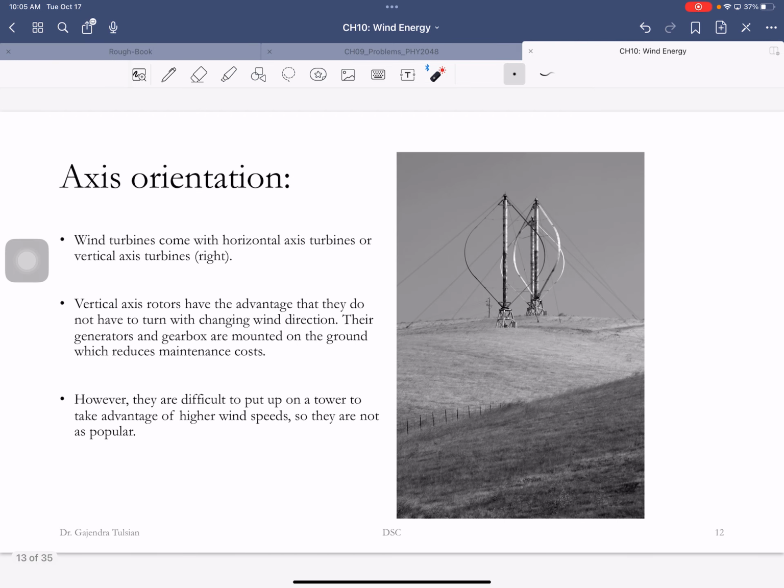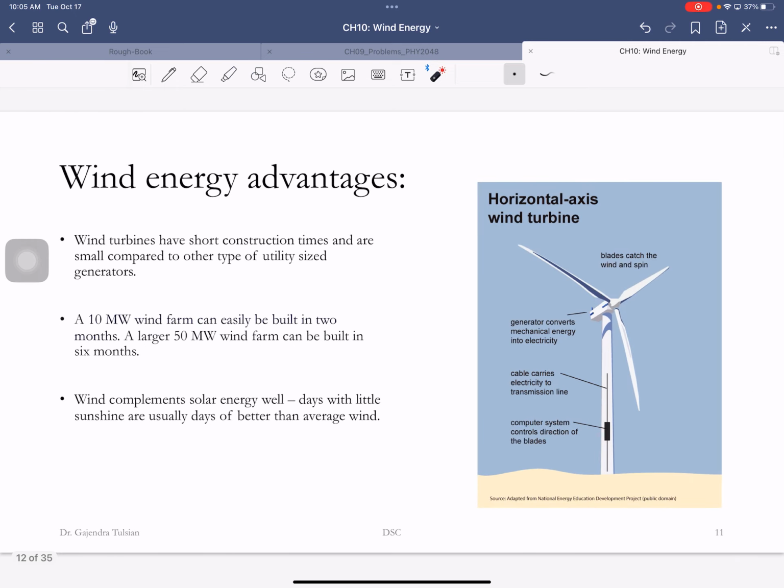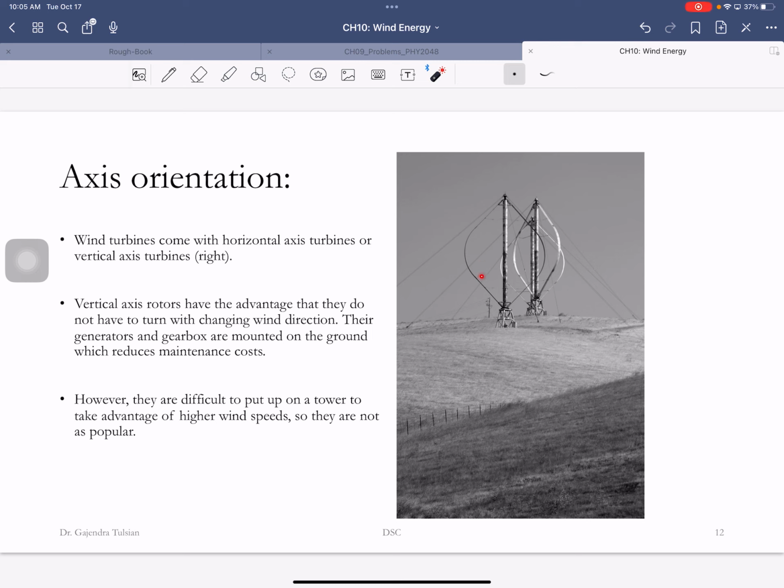So wind turbines come with horizontal axis and vertical axis designs. This is a horizontal axis, here's a vertical axis. Vertical axis turbines have the advantage that they do not have to turn with changing wind direction. Their generators and gearboxes are mounted on the ground, which is easy maintenance. However, they're difficult to put up on a tower to take advantage of higher wind speeds. So you can't put them up on towers.